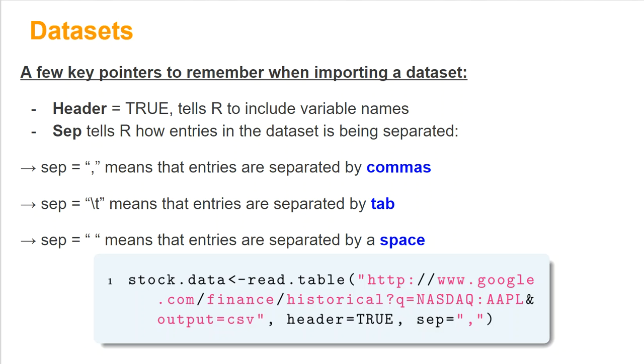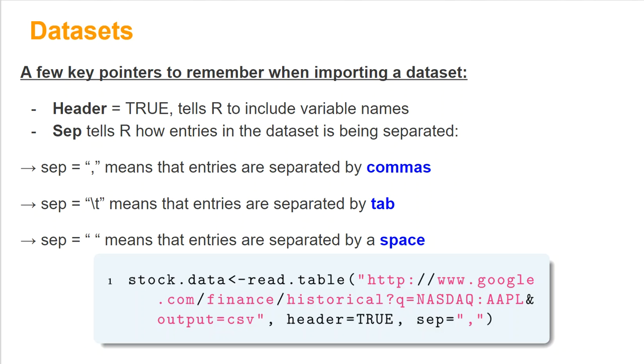There are a few key pointers to remember when importing a dataset. It is important to always set the header to true or false. If it's true, it tells R to include variable names, and false to not include variable names. SEP tells R how entries in the dataset are being separated. Here's a list of examples.